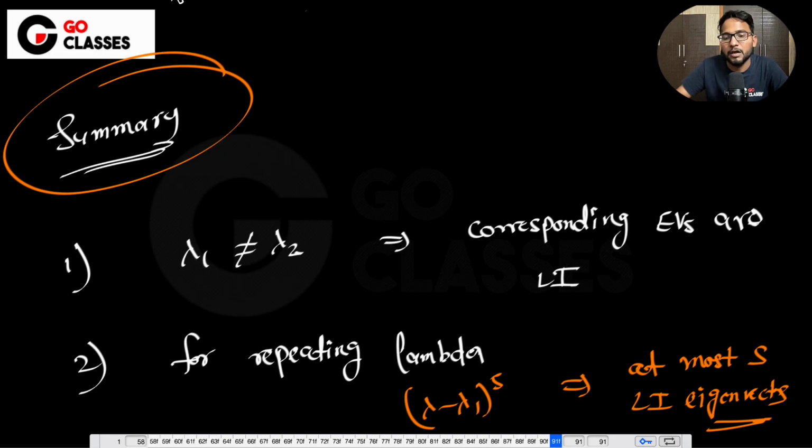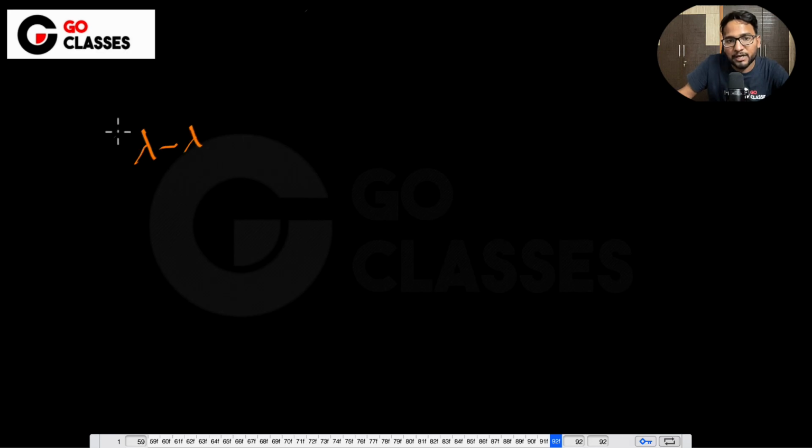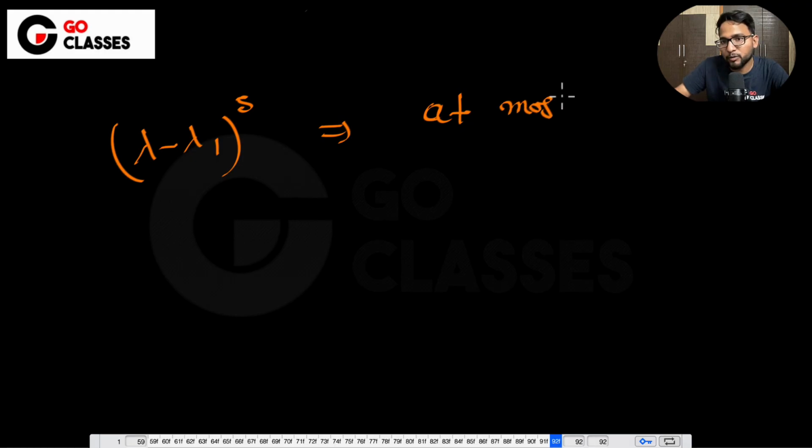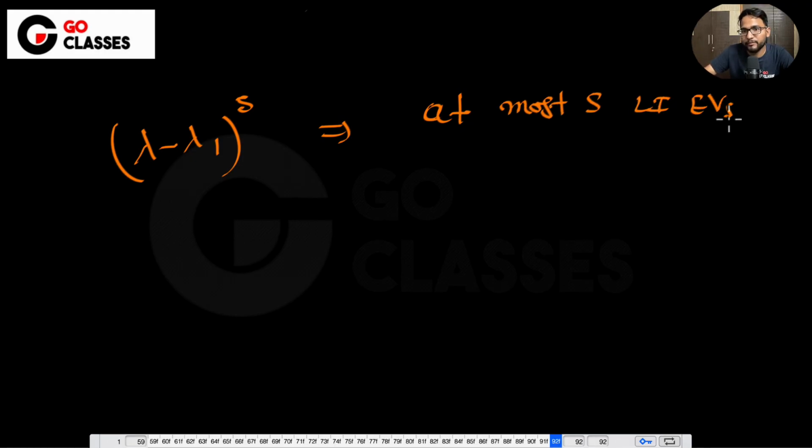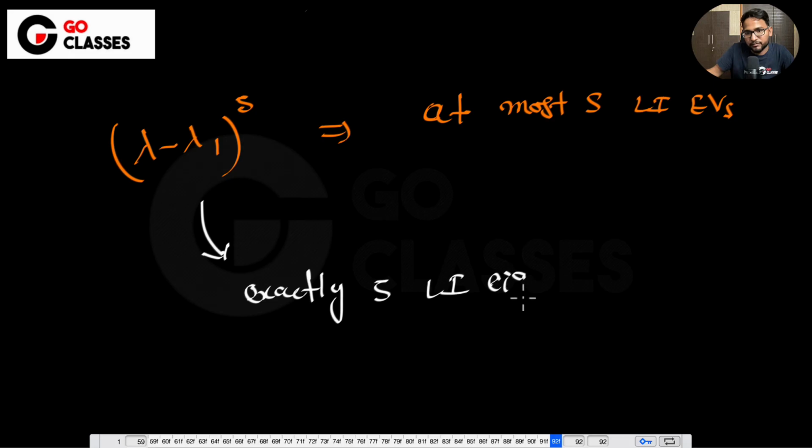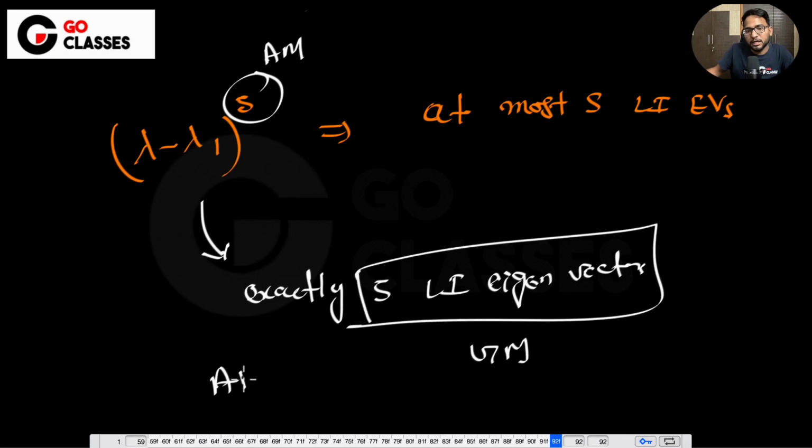I hope you understood. But the interesting point that we are going to discuss in the next video is this: if you have lambda minus lambda 1 to the power 5, then I'm saying at most 5, sometimes 1, sometimes 2. At most 5 linearly independent eigenvectors. Now, is there a way that I can guarantee exactly 5? Which means for what kind of matrices can I guarantee that even though the power is 5, there are exactly 5 linearly independent eigenvectors, which means that this is arithmetic multiplicity and the number of linearly independent eigenvectors is geometric multiplicity. So AM equal to GM.